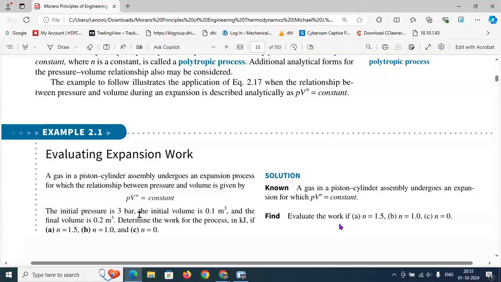The initial pressure is 3 bar, so you can write it as P1, because before expansion we want to consider. After expansion it is P2. So P1 is 3 bar. Initial volume V1 is given, 0.1 meter cube. So luckily they have given meter cube in SI unit, but pressure is in bar. So pressure we need to convert to SI units.